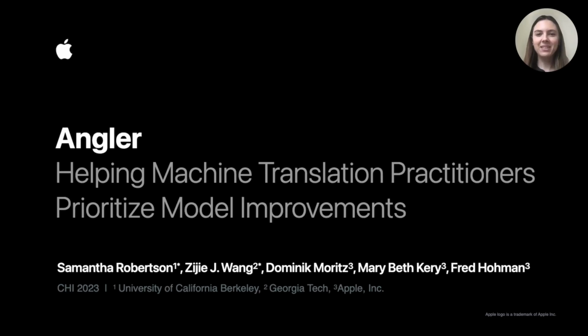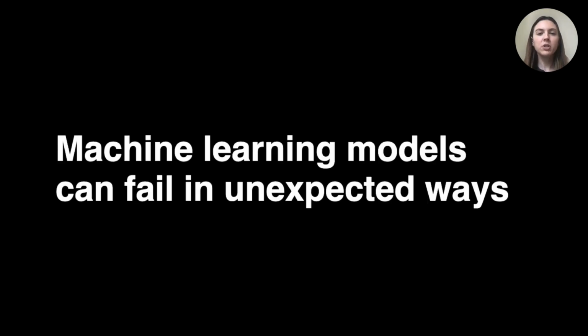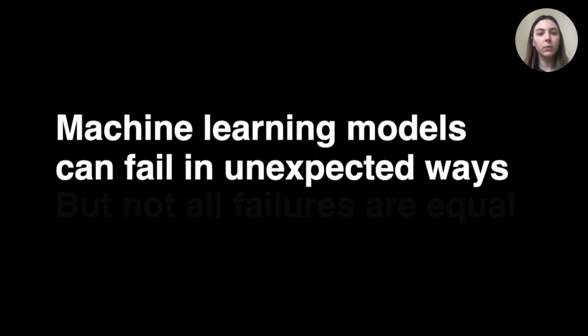Hi, I'm Sam, and Jay and I are going to be talking about Angler, an interactive visualization tool that we built to help machine translation practitioners prioritize model improvements. Machine learning models can fail in unexpected ways, but not all failures are equal.